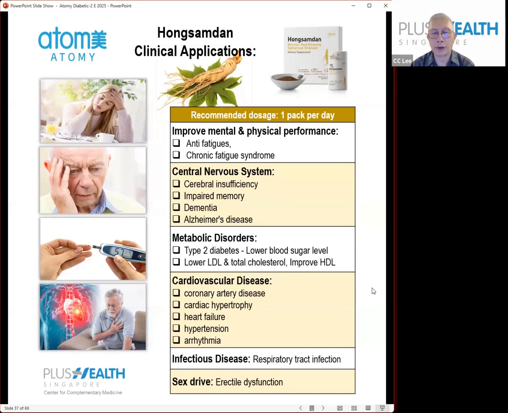Of course, we know that ginseng is also beneficial for cardiovascular disease patients, especially its protective effect on coronary artery disease, right? Heart failure, hypertension, and arrhythmia, all right? And ginseng has also shown benefit in respiratory tract infection. So if you are having a respiratory tract infection, you can also take ginseng to protect yourself, right? And of course, ginseng is also commonly used to drive up the sex drive, which is to improve the libido of male sex drive.